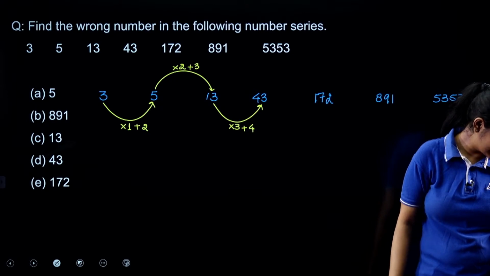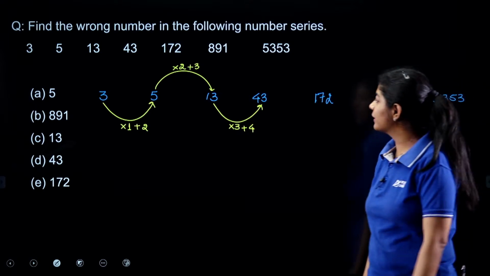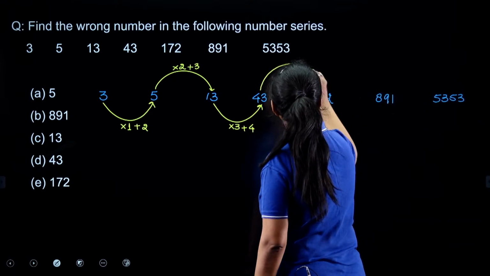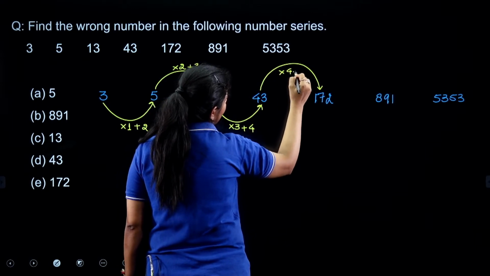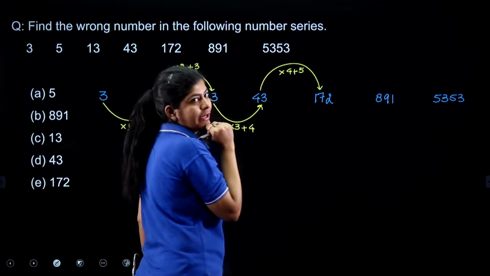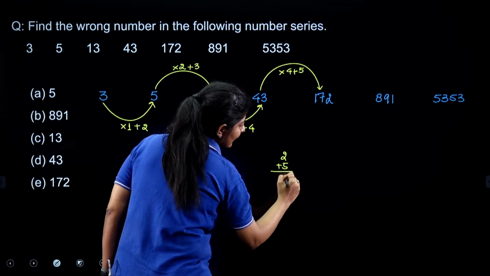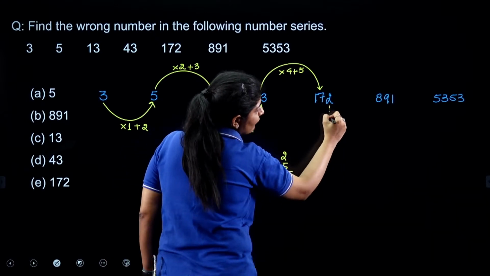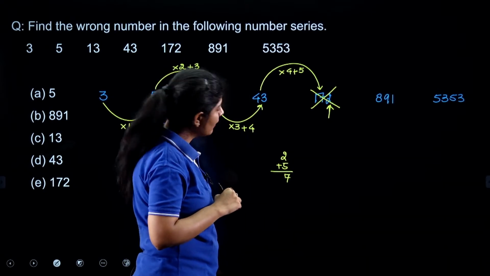Very good, Anonymous. Very good, Dharani. Very good, very good. Yes, the pattern is very clear. And here now the number is nothing but into 4 plus 5. So if I multiply my 3 by 4, I'll get 12. 12 plus 5 is nothing but 17. So at the unit place, I want 7, not 2. That means this is my wrong term.